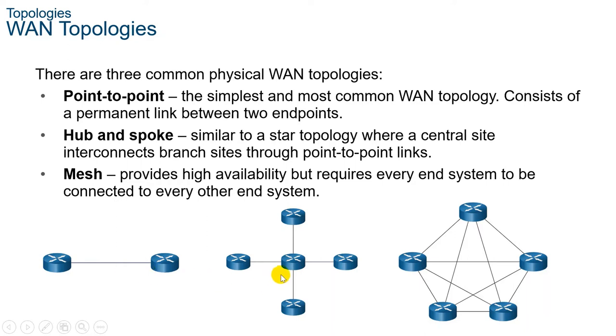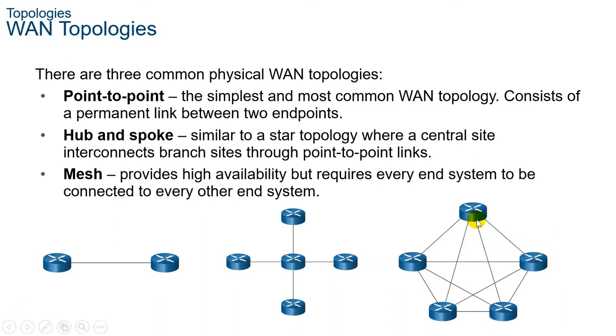The next one is hub and spoke, also popularly known as the star topology. Hub and spoke is one version of star topology, in which a central site, which we call a hub, interconnects branch sites through the use of point-to-point links. Branch sites cannot exchange data with other branch sites without going through the central site. The problem with this is if the central site goes down, then all of these branch sites are disconnected. The third WAN topology is what we call a mesh topology.